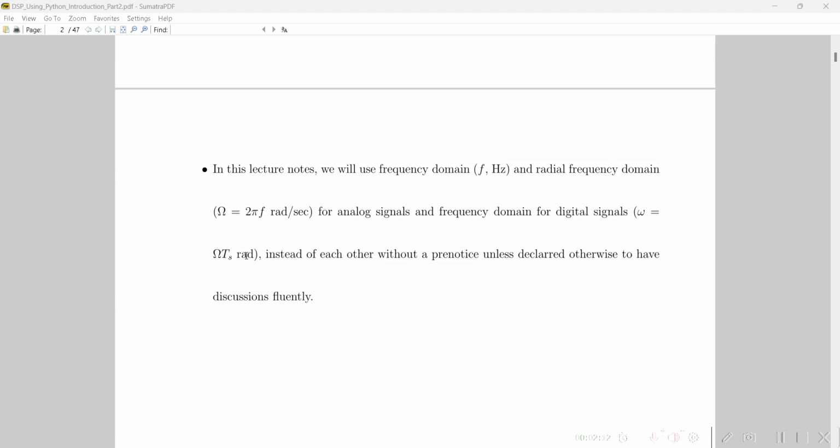You need to be careful. Capital omega is radian per second and omega is radian. They may be used instead of each other without a prior notice unless declared otherwise, to have the discussion flow fluently. So we don't want to repeatedly say frequency or radial frequency. Just be careful. Okay?